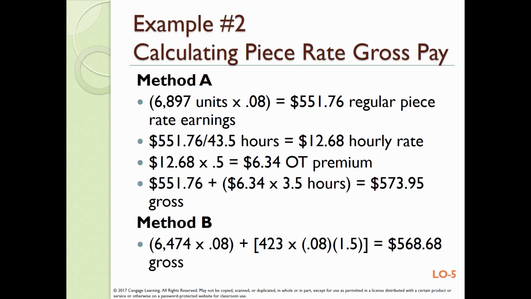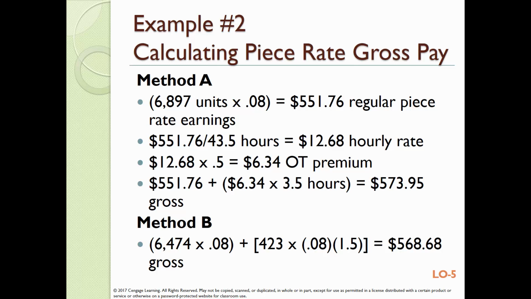So, in the first one, how much does Rosine make in the full week? 551.76. So, the second step is crucial. What do you divide by to get her hourly rate? All the hours she worked. So she's making $12.68 an hour, right? And her overtime premium for tack-on is 0.5 of that.